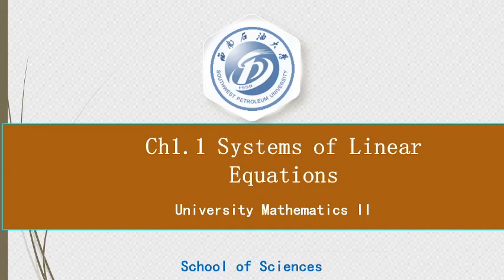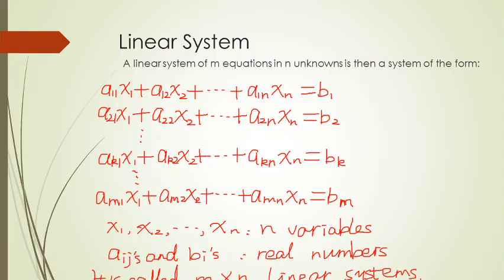So, linear system. An m by n linear system: we have m equations and n variables, n unknowns. This is called the m by n linear system, with all the aij and bi as real numbers. x1, x2, until xn are the n variables. This is the standard format of m by n linear systems. And be careful of those aij's.